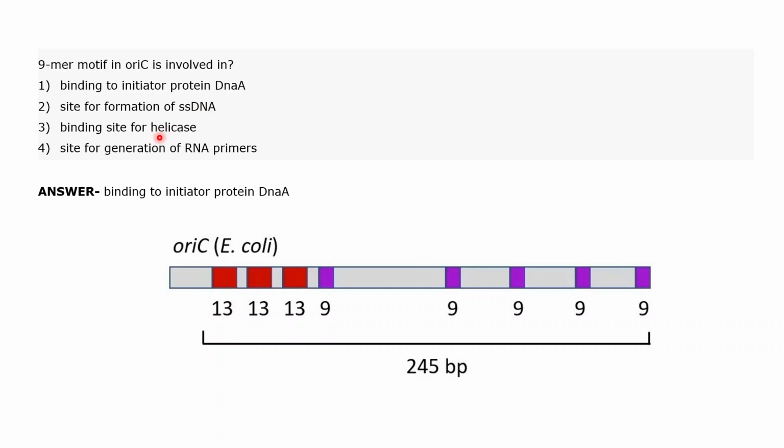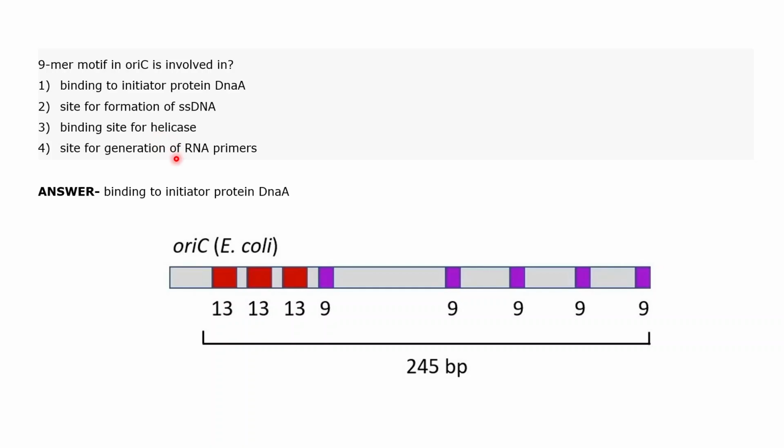Coming to the third option, that is the binding site of helicase, that actually happens within the ORC complex, right? The origin of replication complex binds to a specific region of the DNA, and helicase binds to both the sites of the ORC complex, the origin of replication complex there, right? You might have read that.